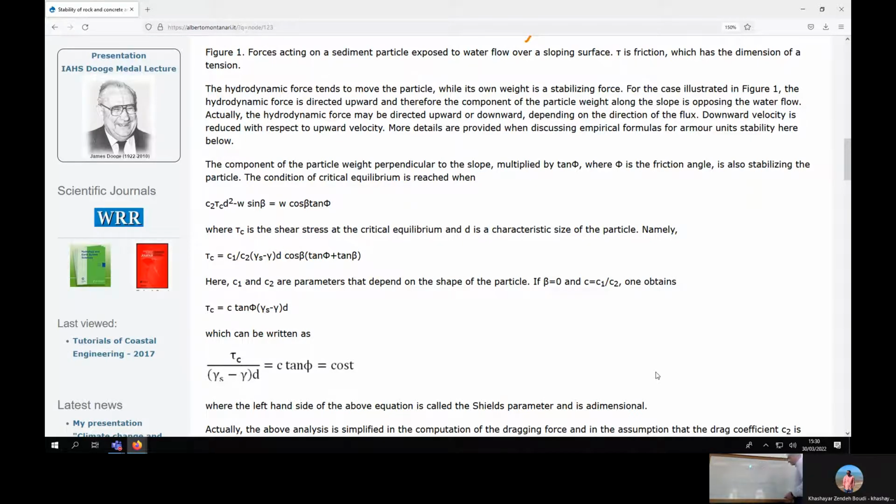Very good. Now let me express W in this way. W is equal to the immersed specific weight of the unit, which is gamma s minus gamma. So we assume that the unit is immersed, which is a conservative assumption. And then we multiply it by the characteristic dimension cube times a coefficient C1, which is a shape coefficient.